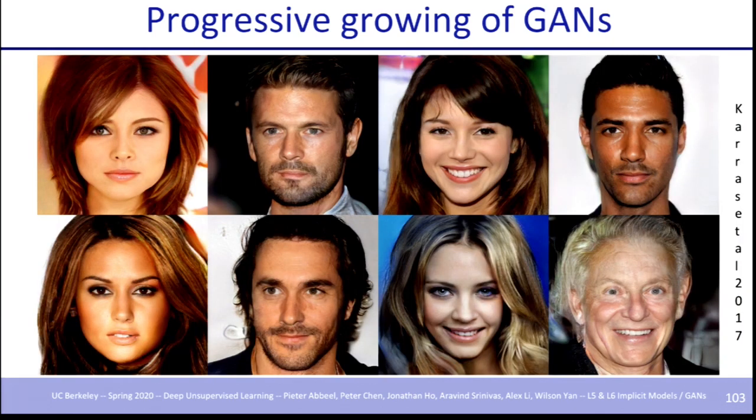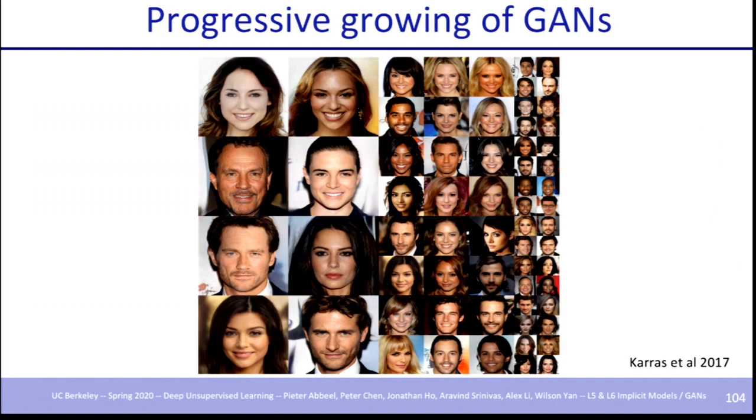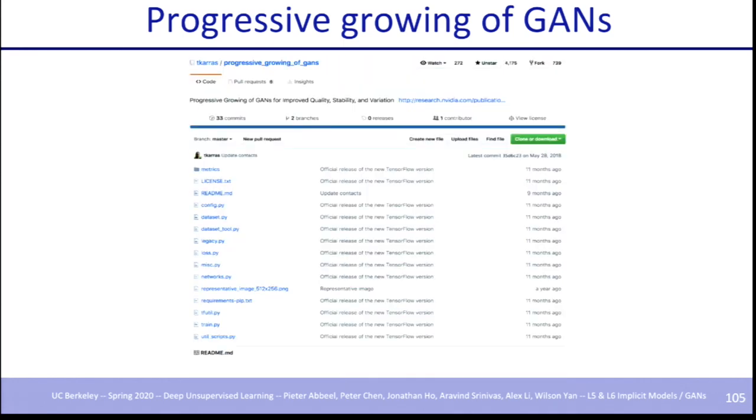These are also 1 megapixel images, which is unheard of in any generative model till then. And you can see how it's able to slowly scale the size up across various layers. The exact details of the architectures are not in the scope of the lecture to go into. You're really encouraged to go and read the code because the paper is hard to read.